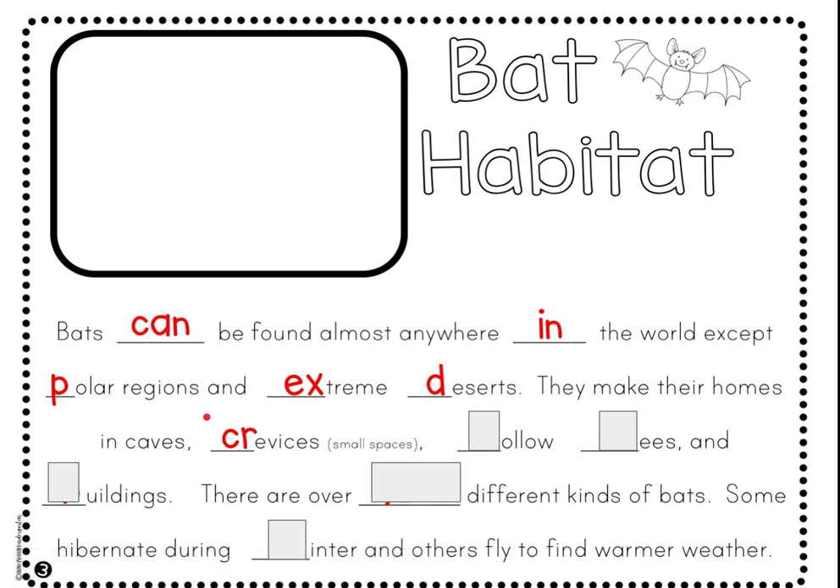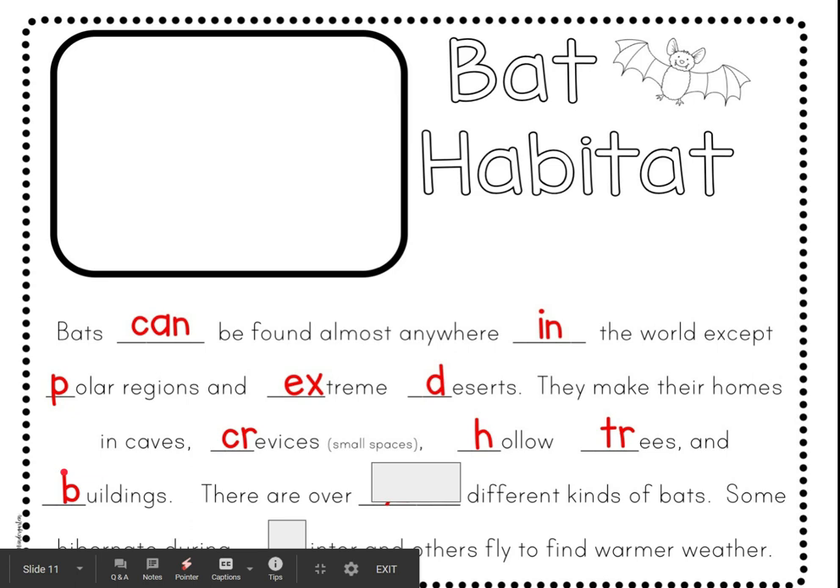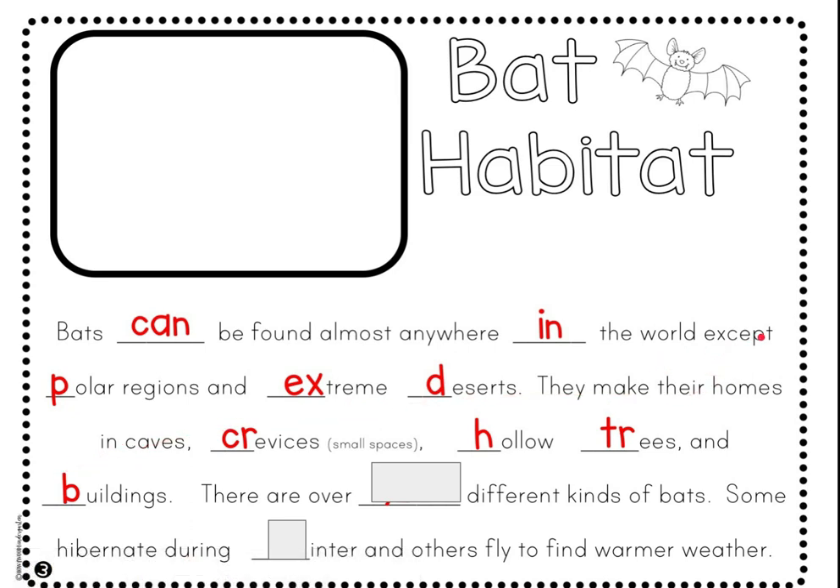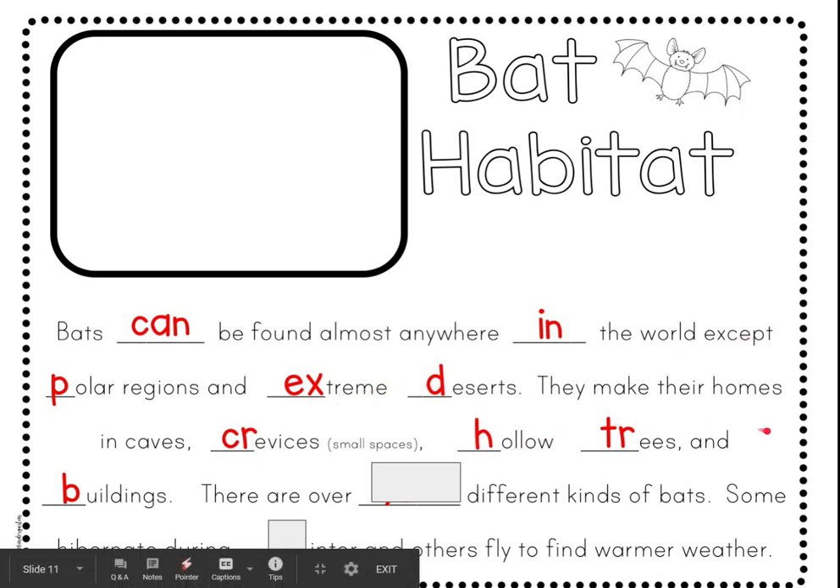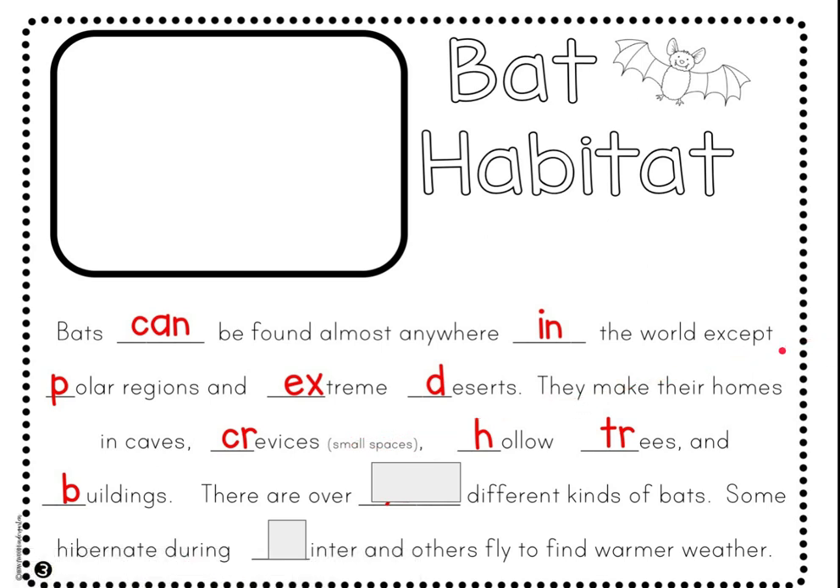So they make their homes in caves, crevices, hollow trees. H for hollow and TR for trees. Last fill-in in that sentence is B for buildings. So bats make their homes in caves, crevices, which are small spaces, hollow trees, and buildings. So they can find lots of places to live.